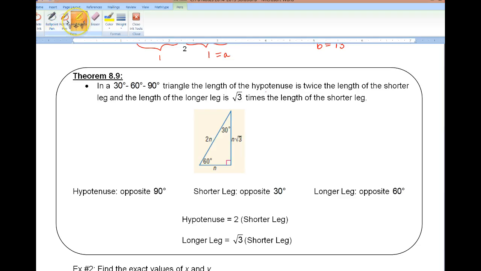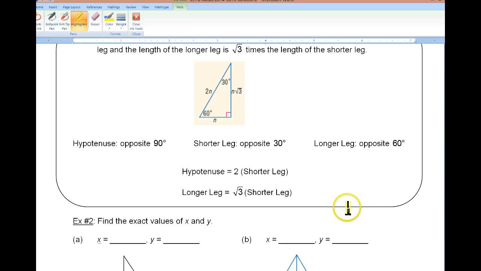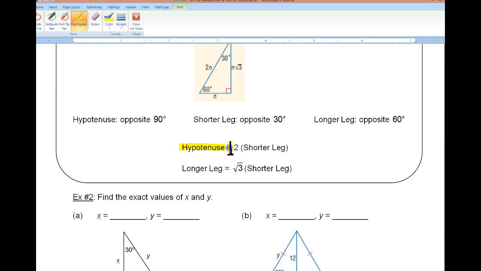Okay, here's our theorem. The hypotenuse is always going to be 2 times the shorter leg, and the longer leg is square root of 3 times the shorter leg. That's pretty much the basics for solving a 30, 60, 90 triangle. The trick is that I gave you nice numbers that were easy to work with. You're not always going to have those easy numbers, so that's where you have to remember the relationship.